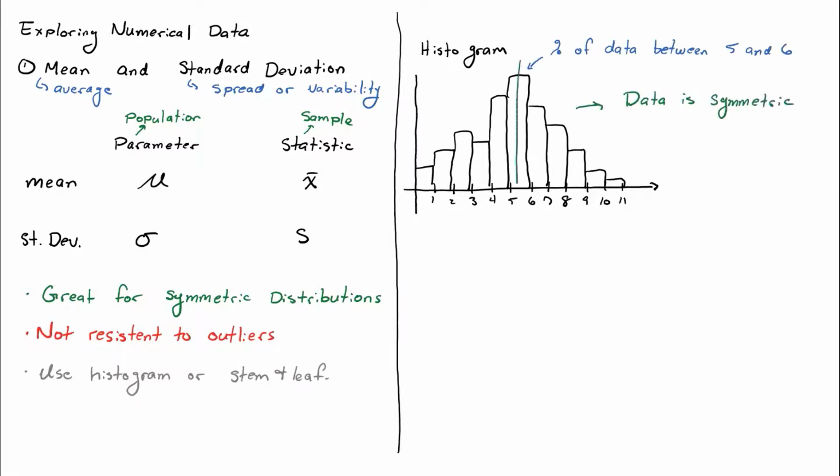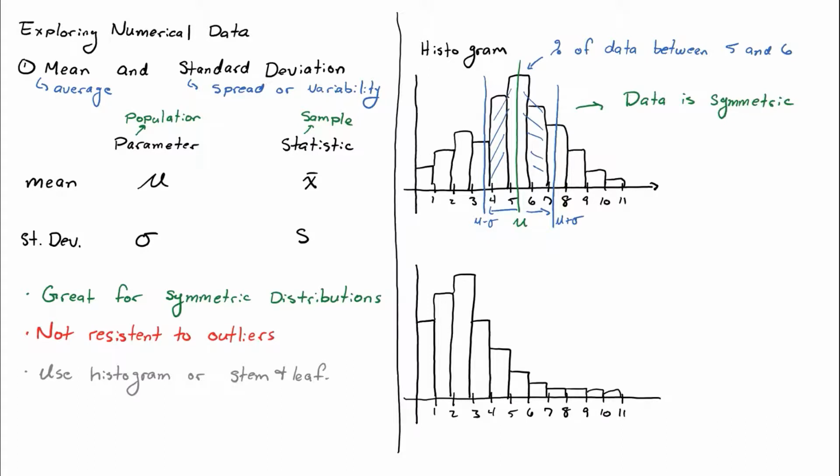This data is symmetric. The mean will be in the center, and one standard deviation on each side will have the same amount of data. A skewed distribution will look like this. This is skewed right. Think about taking your right hand and pushing the data over. The mean will be offset, and one standard deviation on each side will have different amounts of the data.